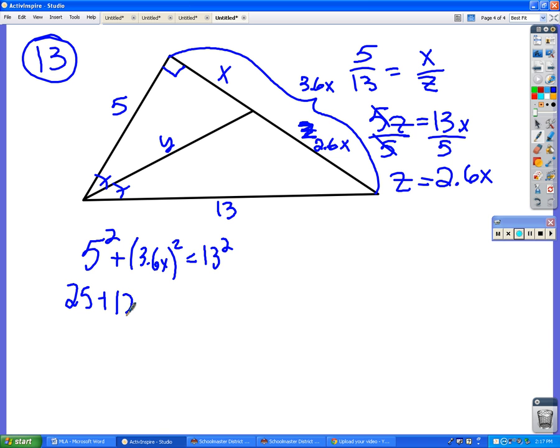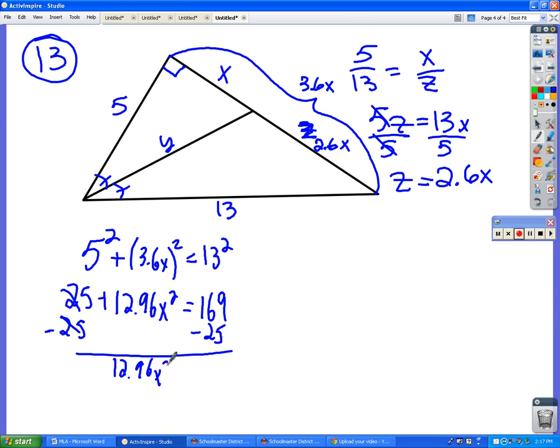12.96? Yeah, sure. Okay, so that works out to be 12.96 x squared equals 169. Just the x is squared, yeah. So I'm going to subtract 25 from both sides. So the 25s cancel, so 12.96 x squared equals 144. How do I solve that?